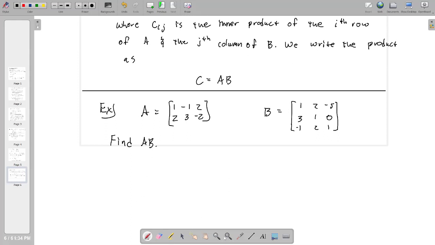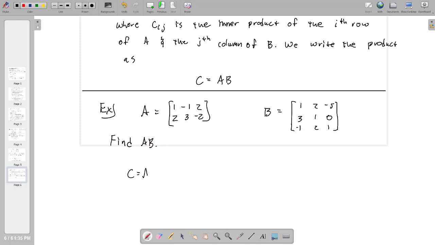Yes, AB exists. Count the number of columns of A, we have 3 columns. Count the number of rows of B, we have 3 rows. They're equal, so AB exists. Remember, we count the columns of the first matrix and the rows of the second matrix in the matrix multiplication.